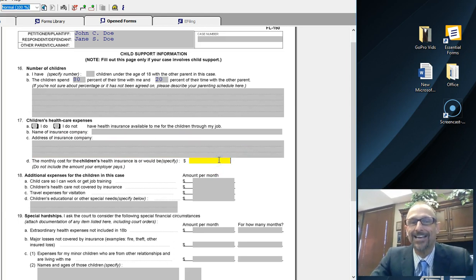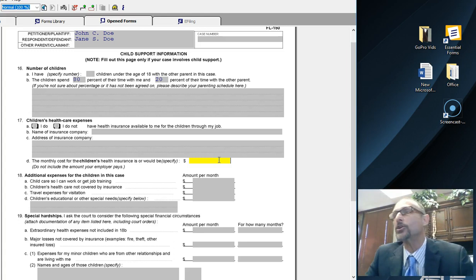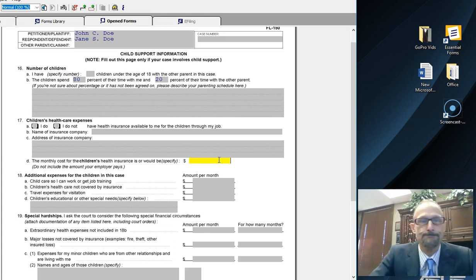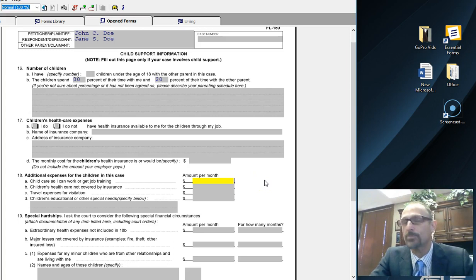D is asking for the monthly cost for children's health insurance is or would be how much per month. So again, you could have health insurance available through your employer, but not using it. So if it would be $426 a month, that's where you're going to put that. All right, 18, additional expenses for the children in this case. 18A says child care so I can work or get job training. So this is where you put the total amount of child care that is being paid per month. So if it's $800 a month, put $800 a month there. If it's $1,100, put $1,100.